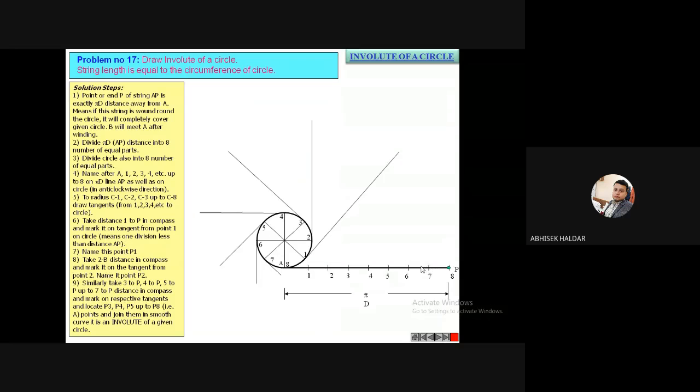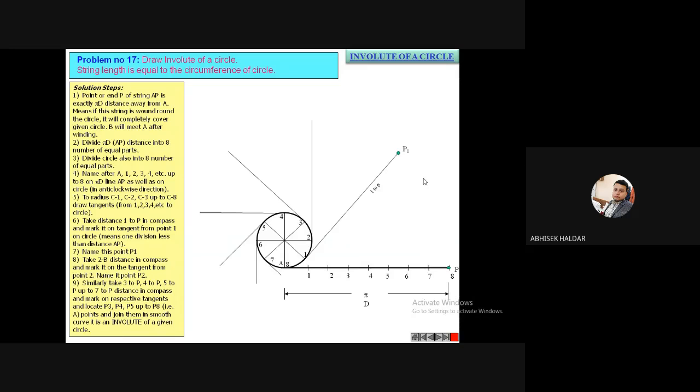Now you see the last step. Now I will take my compass. Which length will I take? From this 1 to P. P is the last point, or eighth point. I will take the length 1 to P in my compass, and I will place my compass at this 1. I will cut on that particular tangent a 1 to P length, so that I will get this point P1.